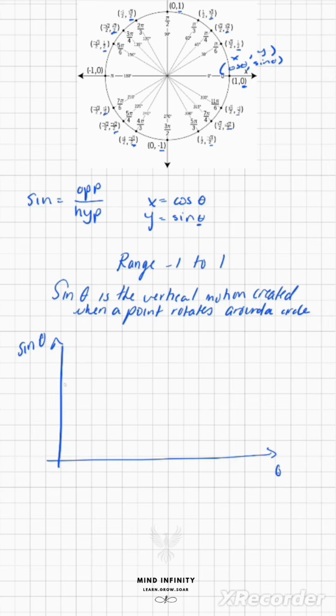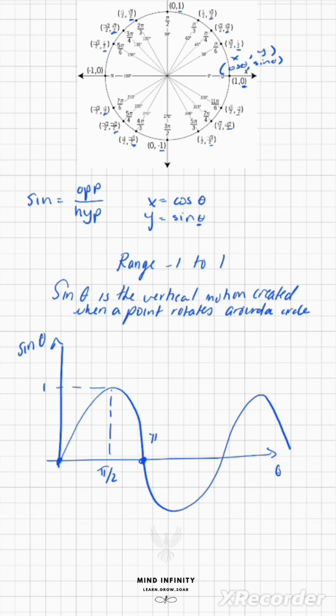So when you're at 0, you have sine as 0 as well. Then you would reach 1 at pi divided by 2. Then you would reach again 0 at pi. And at 3 pi divided by 2, that would be a -1. And again, you would reach 0 at 2 pi. So your reference is the unit circle.